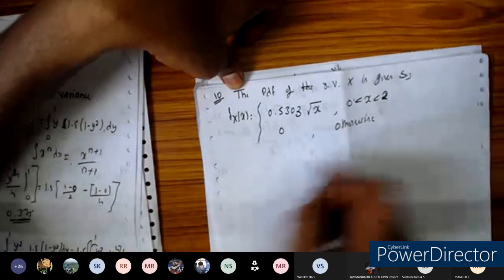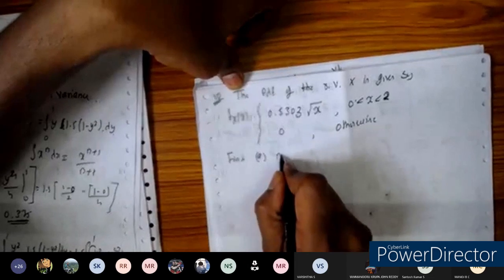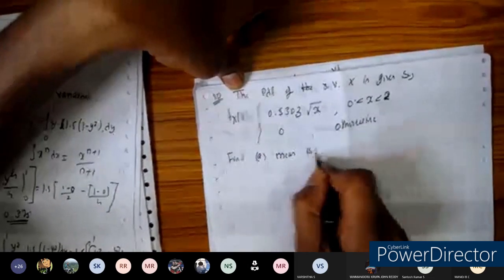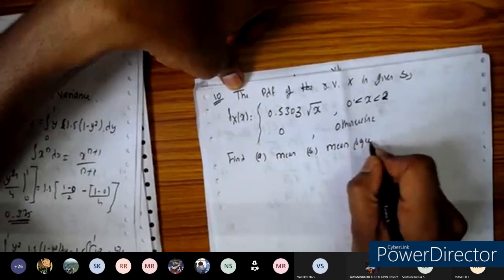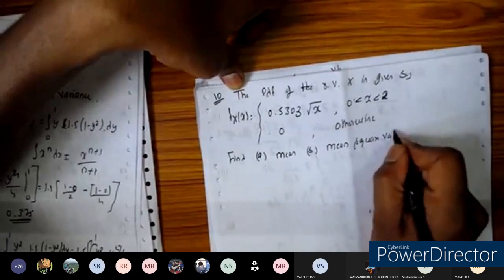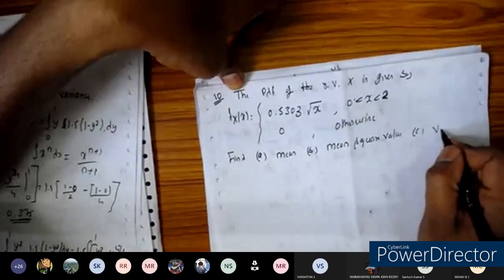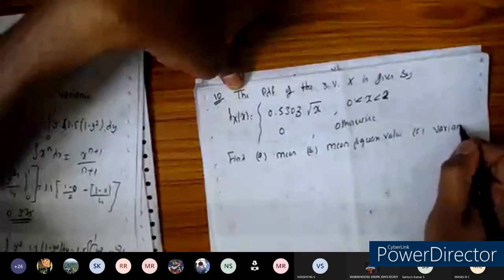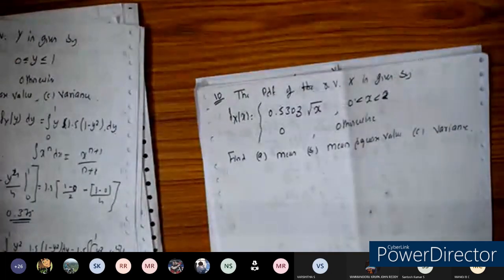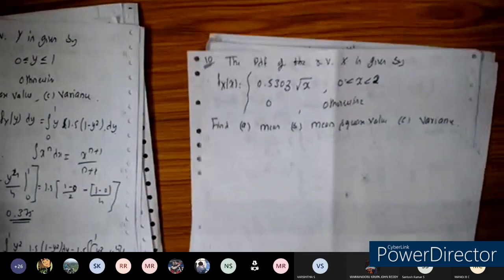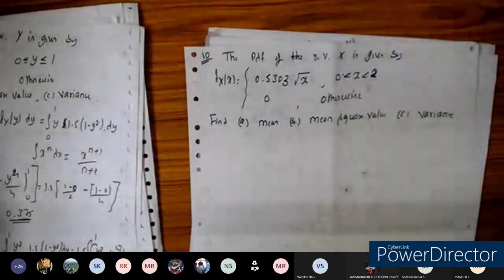Okay, find the mean, the mean square value, and the variance. Find the mean square value and variance.